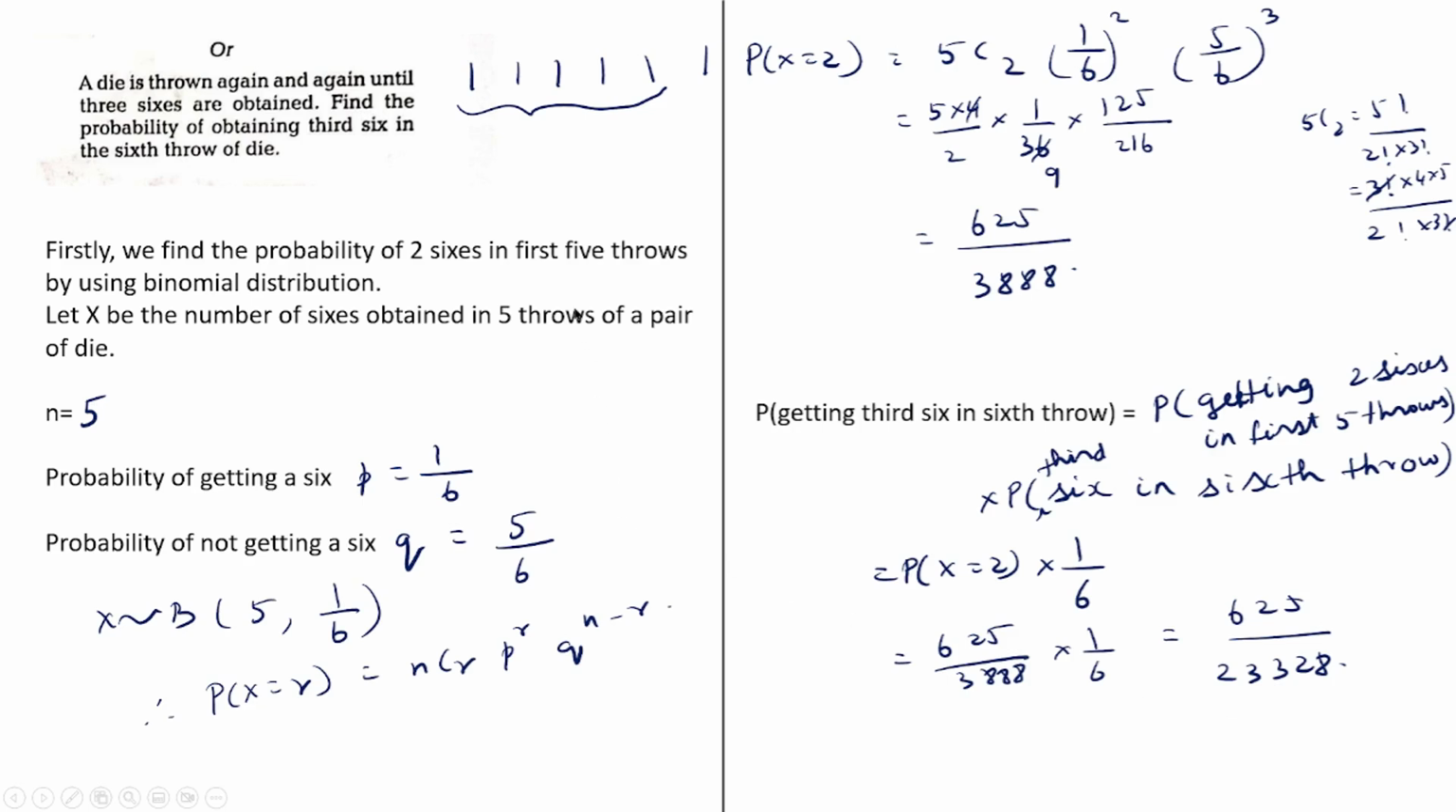So here again, writing what is x, writing what is p, q, and writing the distribution up to this carries 1 mark. And then finding the probability of x equal to 2 carries 1 mark. And then finding the probability of getting the third 6 in the 6th row, all these steps, and the final answer carries 1 mark. A total of 3 marks for this question.